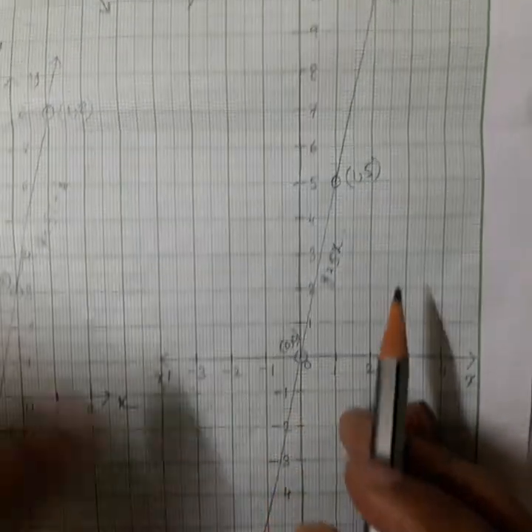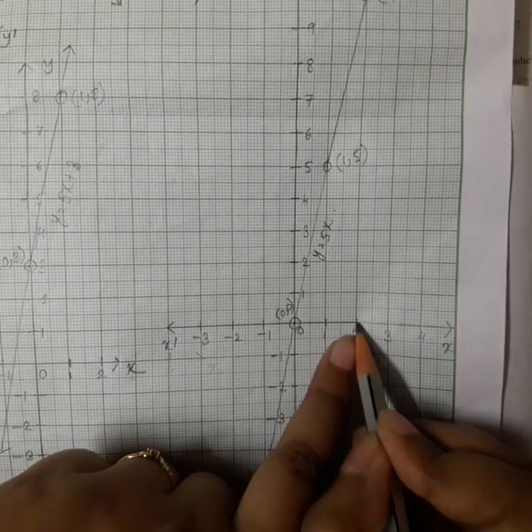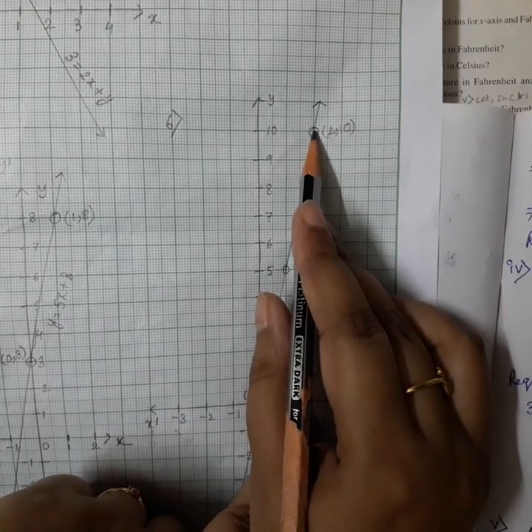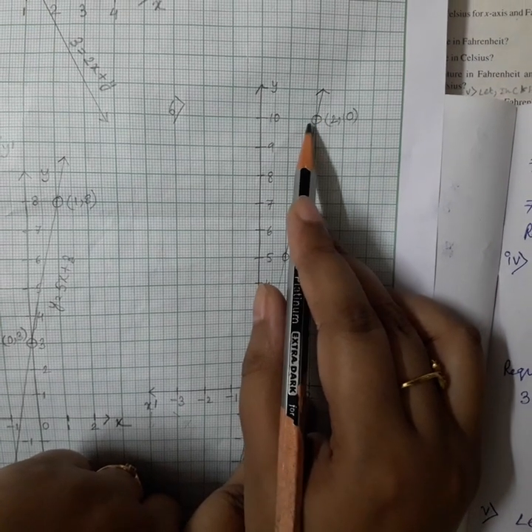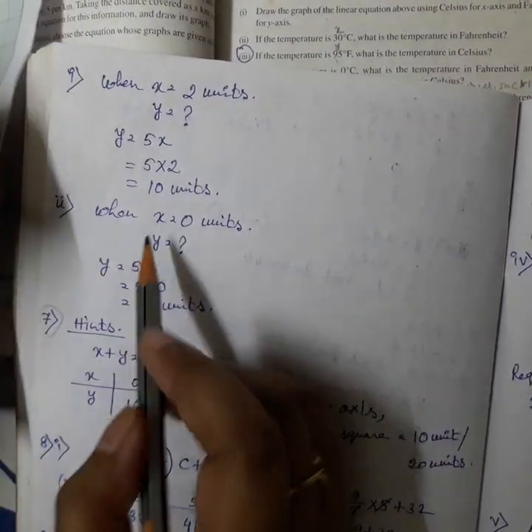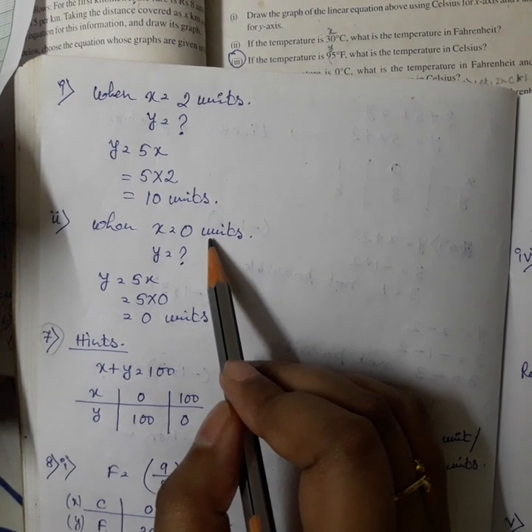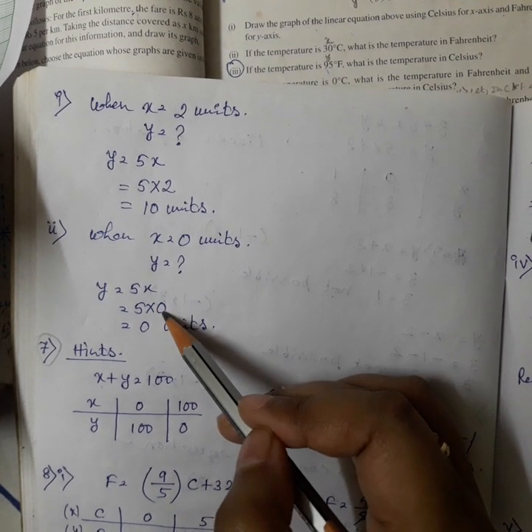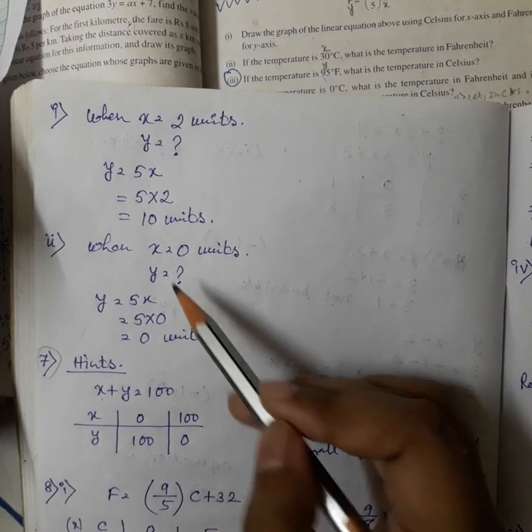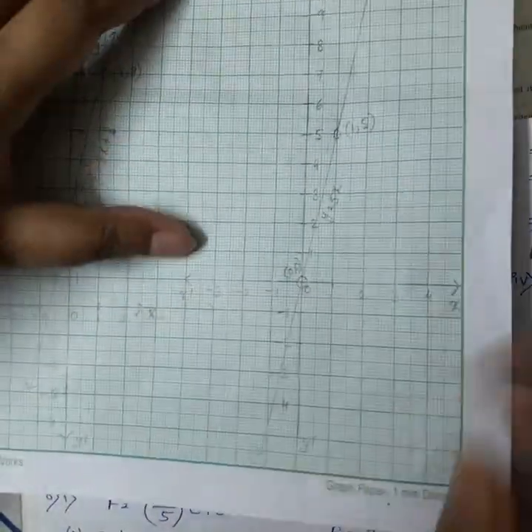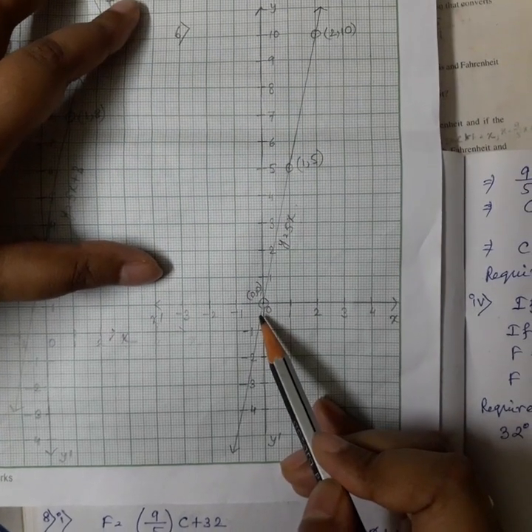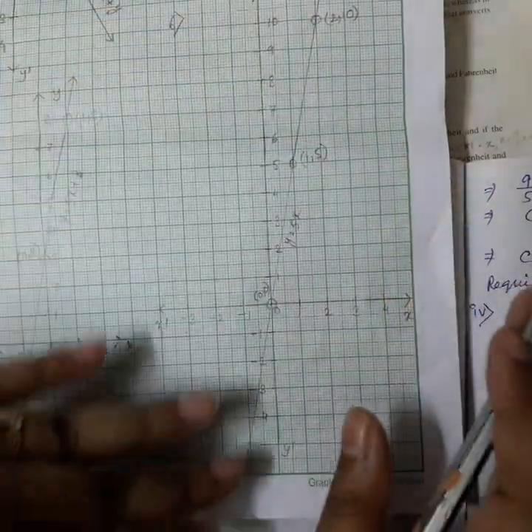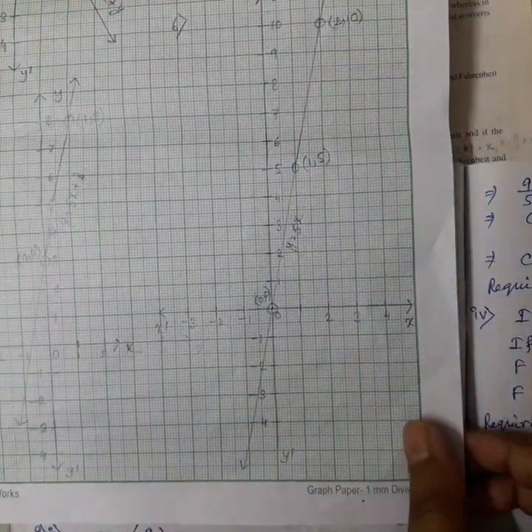That we will plot in the graph paper. When x equal to 2, y equal to 10, so corresponding to 2 we go to 10. So it is the point 2, 10, which we have to plot. And the next one, Roman 2: when the distance travelled is 0, that means x equal to 0, y equal to question mark. Similarly, putting x equal to 0, y equal to 0 units comes, that means 0, 0, the origin. Already we have it in the graph, so you do not have to do it separately. Only 2, 10 you have to plot. So this is the total graphical representation for this sum.